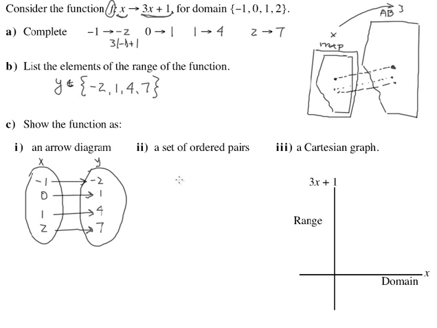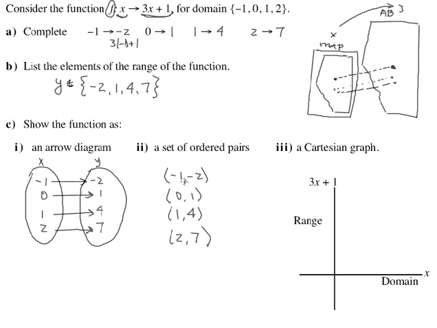A set of ordered pairs, that just means as coordinates. That's where you say x is negative 1, and that went with negative 2. When x was 0, y was 1. When x was 1, y was 4. And when x was 2, y got all the way up to 7.